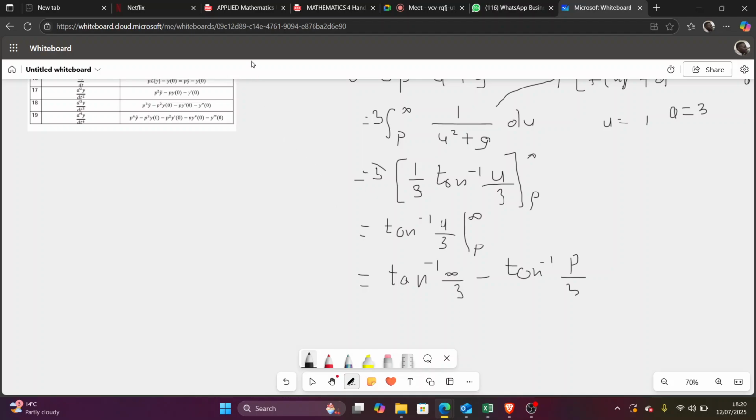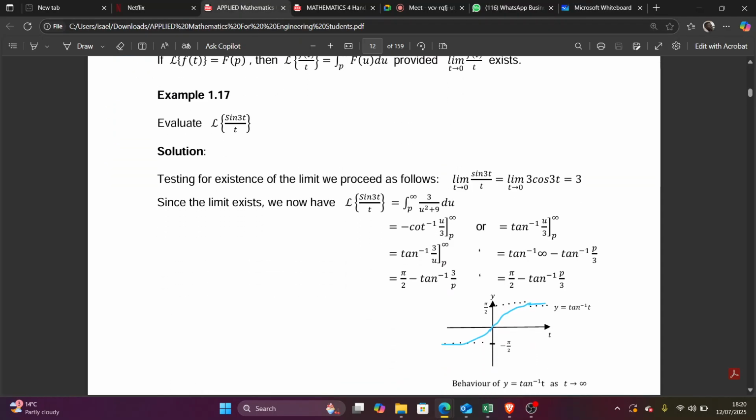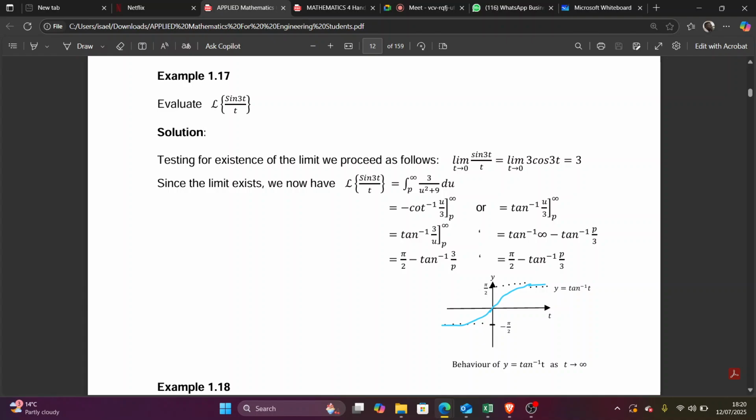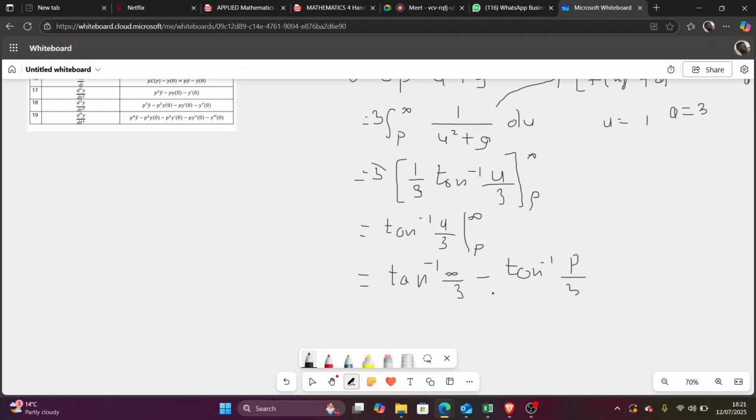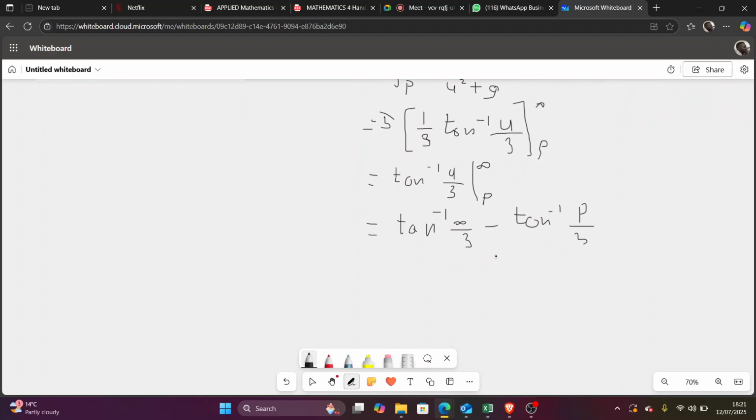So what is going on here? Let me just check. Okay, this is basically what we have. Remember, infinity over any number gives infinity. So basically what we have is tan inverse of infinity minus inverse tan of p over 3.